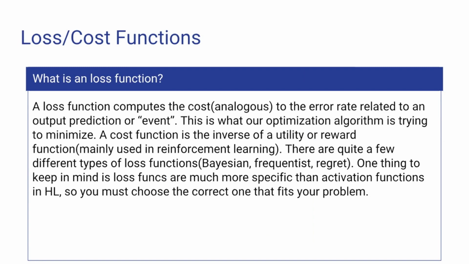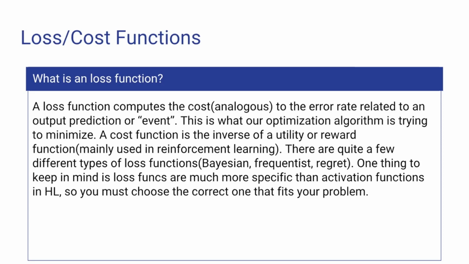Okay, so the next part of a neural network that we'll cover is loss and cost functions. So what is a loss function? A loss function computes the cost. This is analogous to the error rate on a given prediction or event, and it's what our optimization algorithm is actually trying to minimize. This is just the opposite in reinforcement learning, where we have a utility function and we're trying to maximize reward over n time steps.